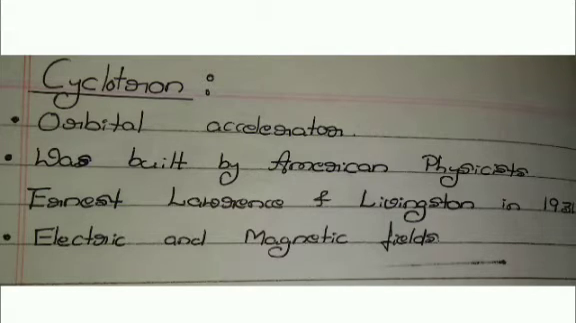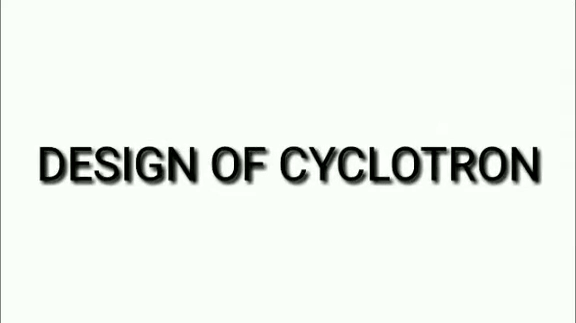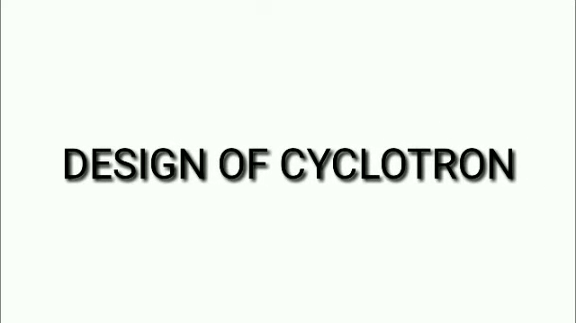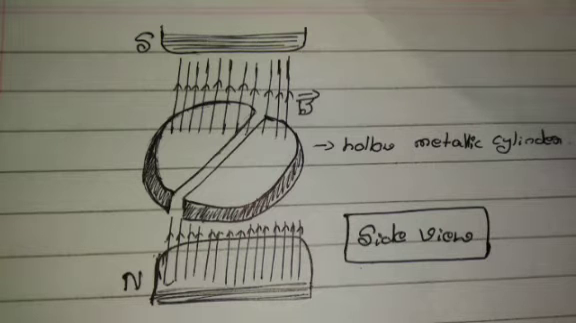The working process of the cyclotron is by two fields, that are electric and magnetic fields. It makes use of electric and magnetic fields in a clever way to accelerate a charged particle in a very small space. Firstly, we will see about the design of the cyclotron. The diagram is showing the side view of the cyclotron. It consists of one cylinder.